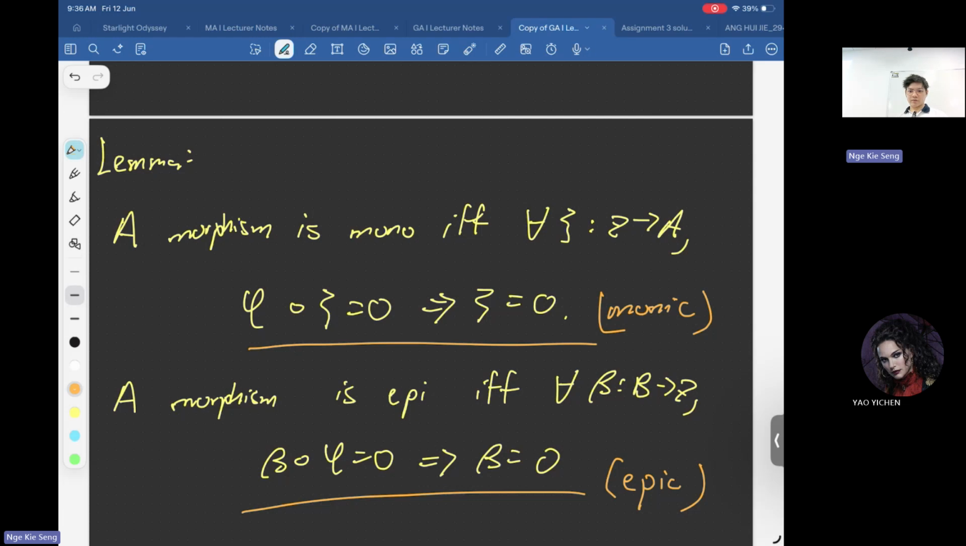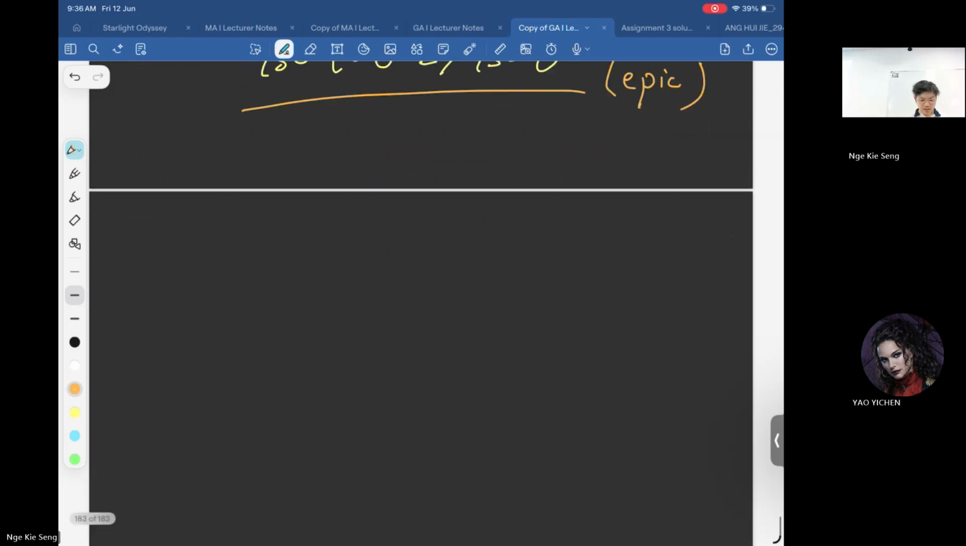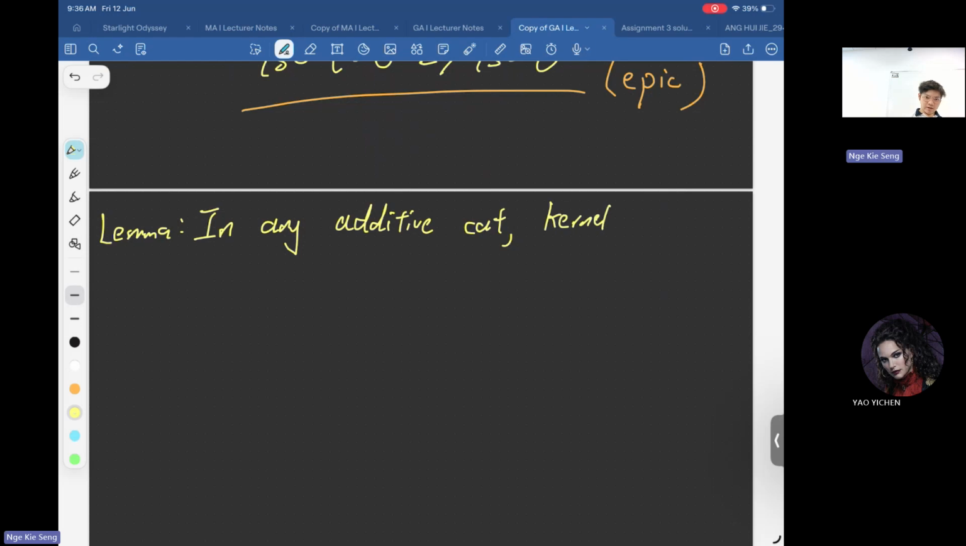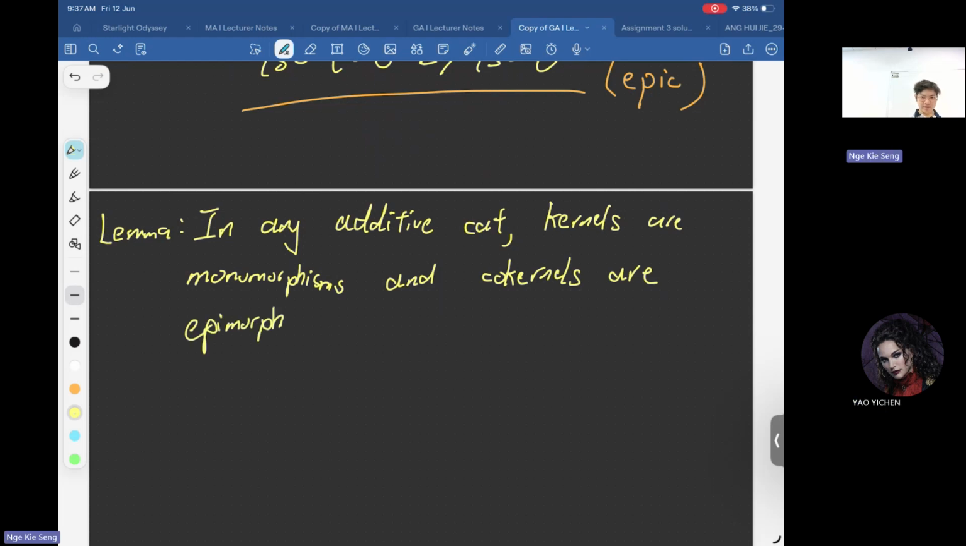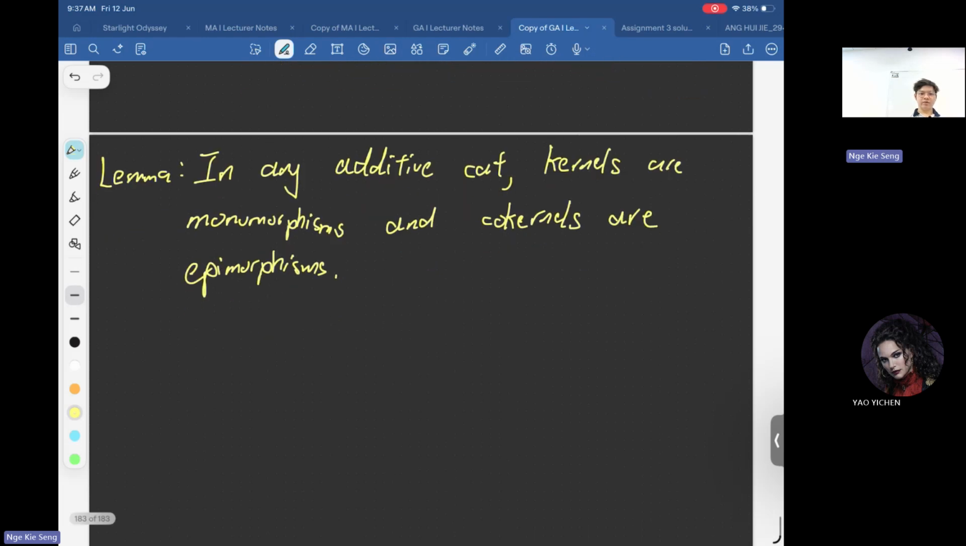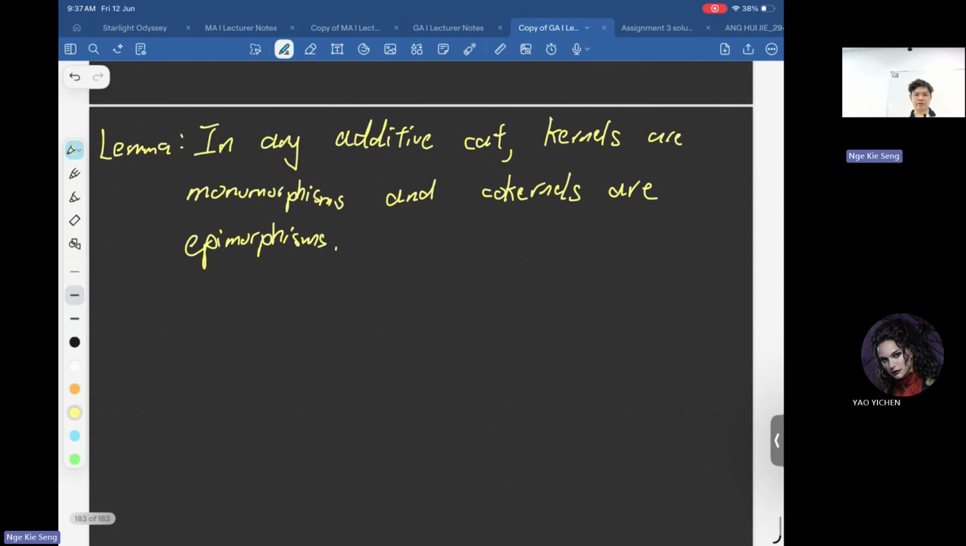Maybe next it is worth seeing the proof. So maybe the next lemma: in any additive category, kernels are monomorphisms and co-kernels are epimorphisms. So these ideas get linked together. We just show one of them; the other one you could try yourself.